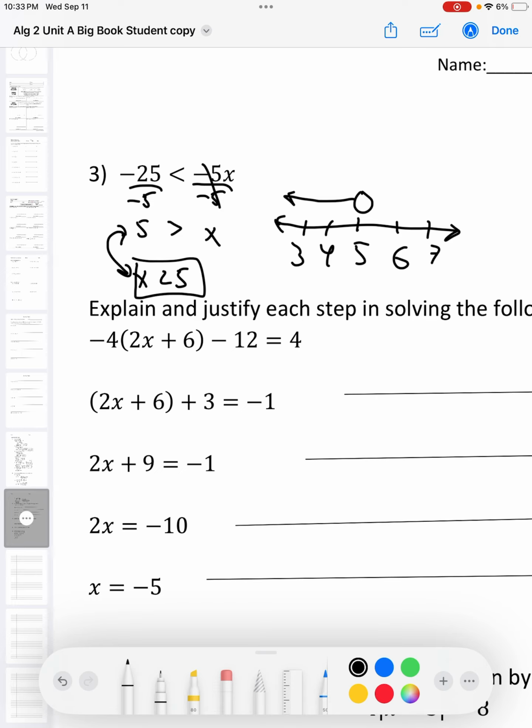Okay, the other two problems are somewhat written out step by step in the answer key that's already posted on Canvas, so I'm not going to go through these in this video.